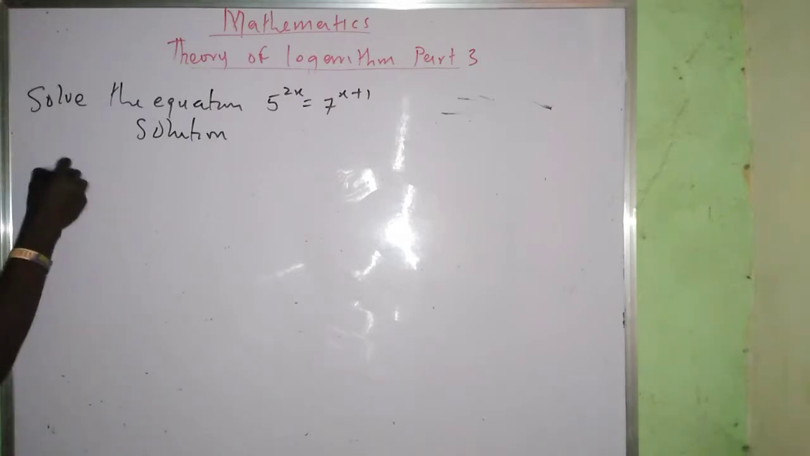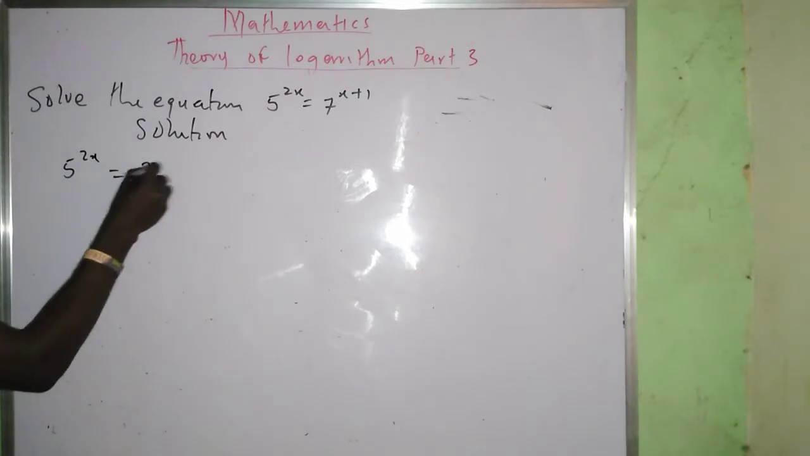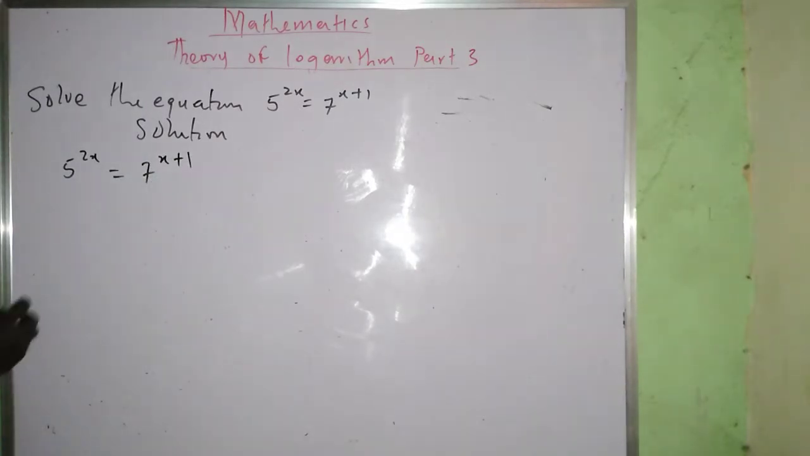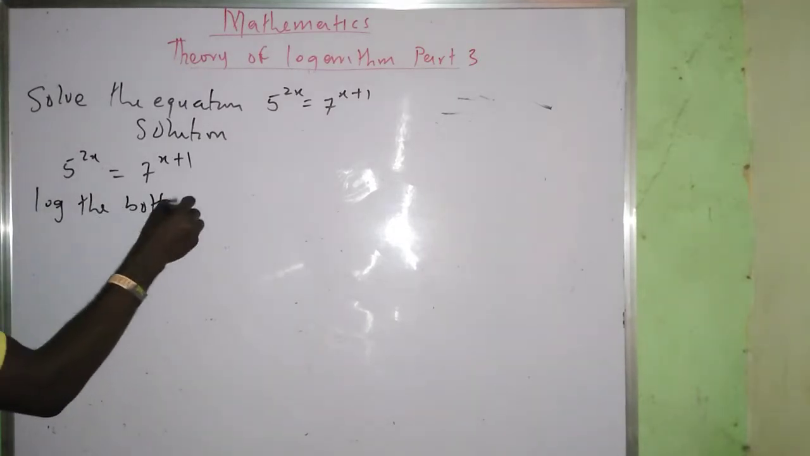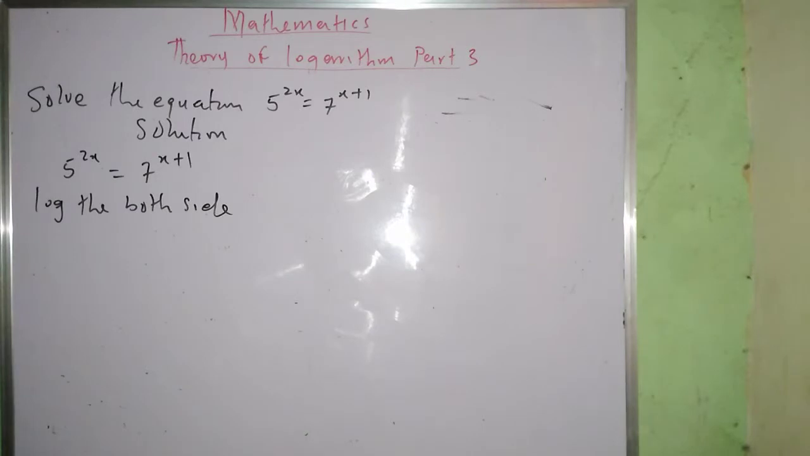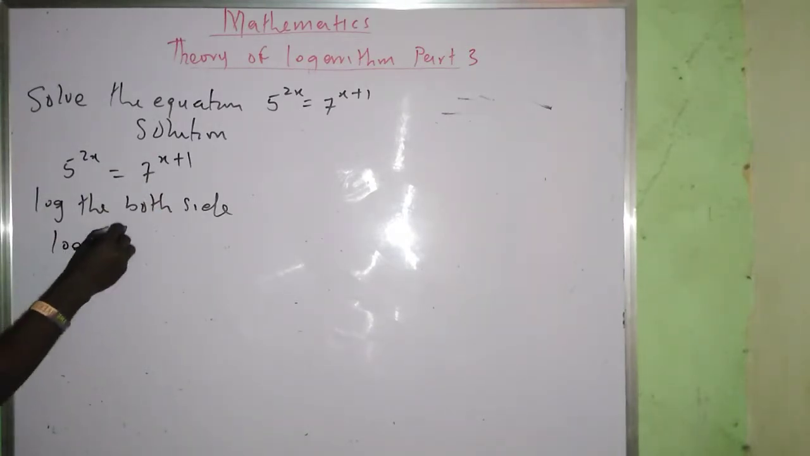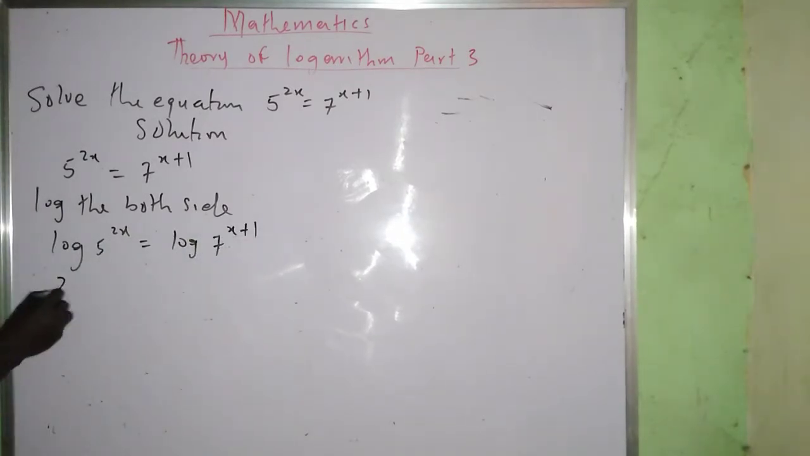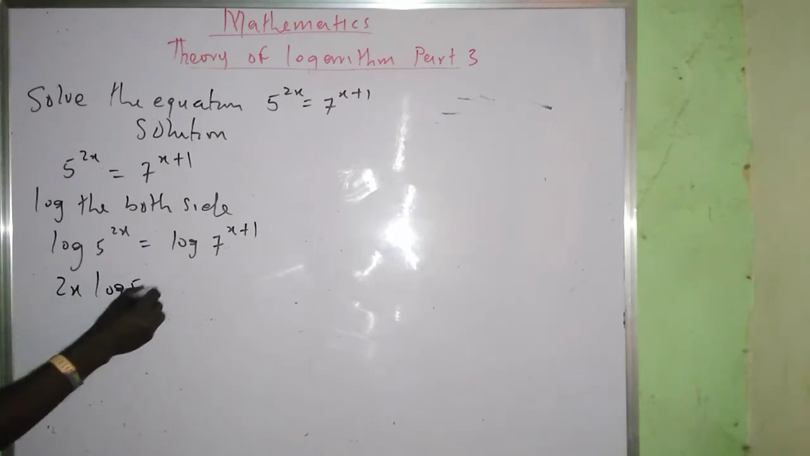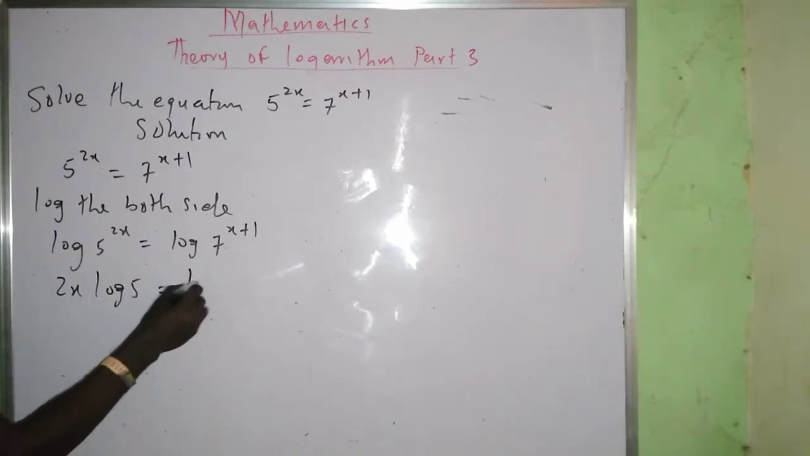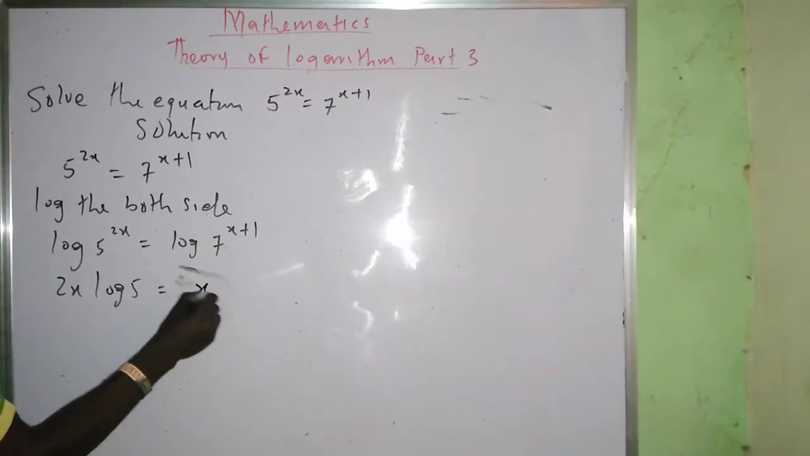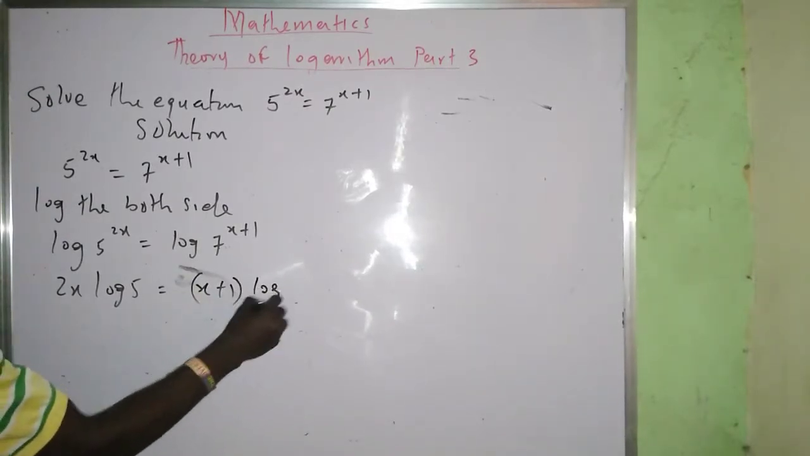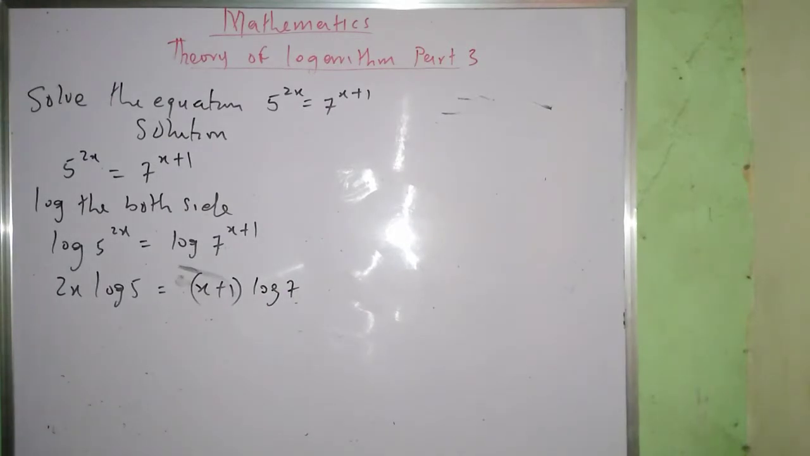Now, what I will just do, with 5 raised to power 2x equals 7 raised to power x plus 1, is take the log of both sides, because there's no relationship. Now, I can say log of 5 raised to 2x equals log of 7 raised to x plus 1. Now, 2x log 5 equals x plus 1 log 7.